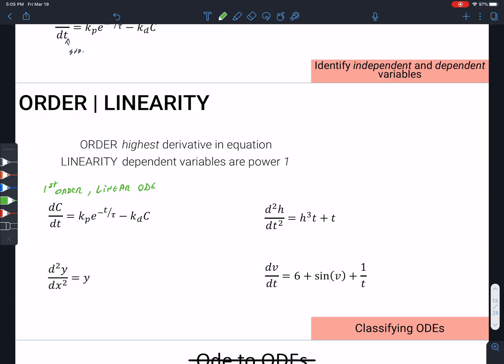Here is a second order, right? Because we have two derivatives. So this is second order. And now we look at the dependent variable. Is it expressed linearly? And yes, certainly it is. So this is also linear.